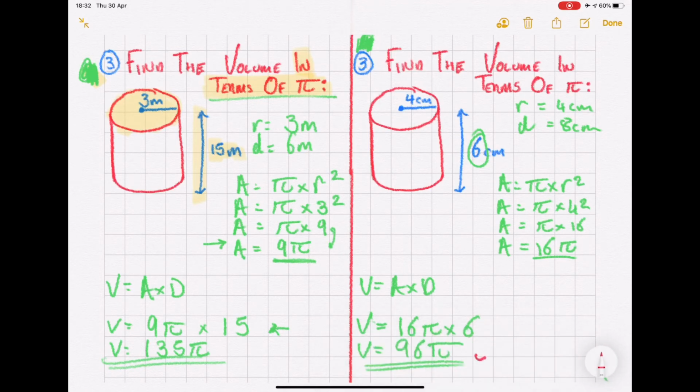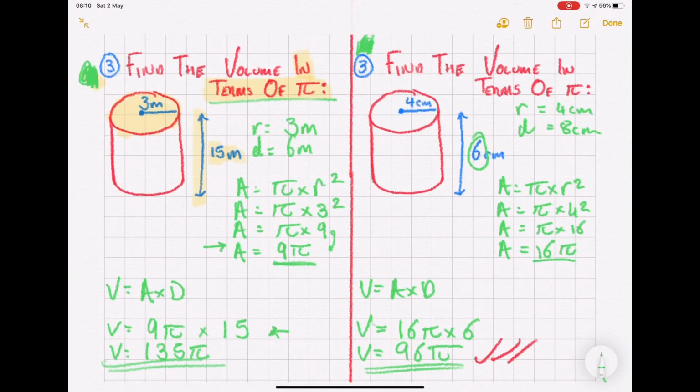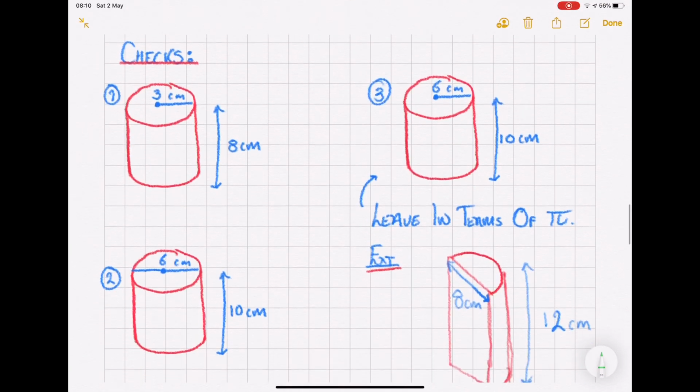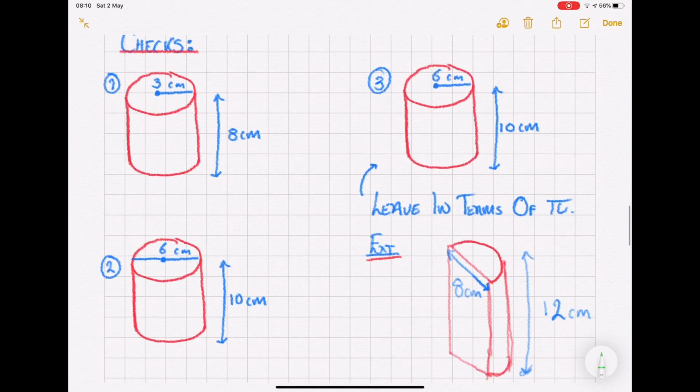If you got that, fantastic, well done. Give yourself a few ticks for that. So arguably, finding it in terms of pi is actually so much easier. Okay, fantastic. So what I've got down here is 3 checks for you to do and 1 extension. I want you to find the volume of all of these shapes here. With the extension, just beware that this is obviously a half cylinder if you're a bit confused by the drawing. Okay, so pause the video here, have a go at those 3 checks, and then if you're feeling brave, have a go at the extension, and then play the video once you're done, and I'll go through the answers.